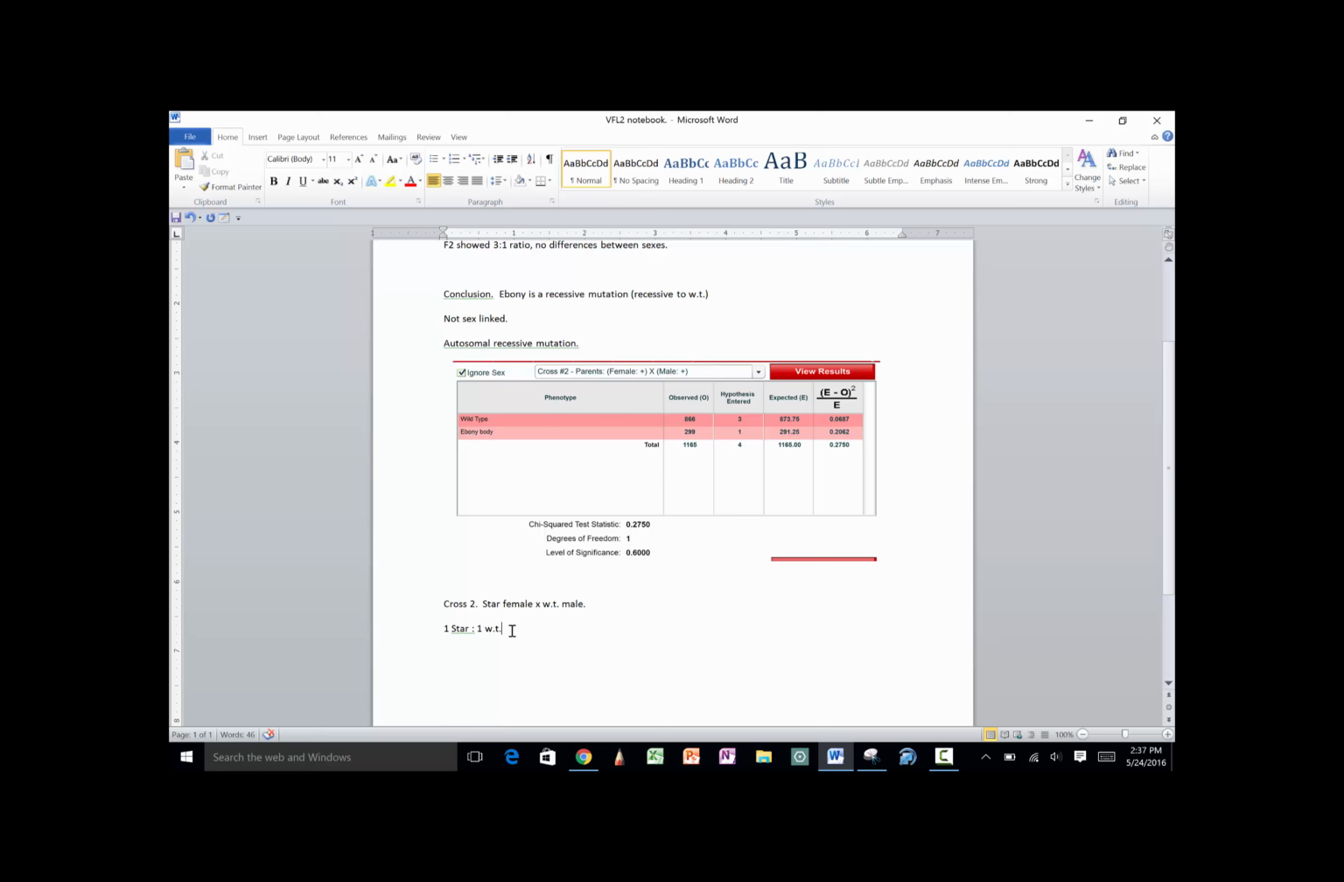So it's a good idea to have a general idea of the various kinds of ratios that show up. We've heard of a 1 to 2 to 1. We've heard of a 3-to-1. We've heard of 1-to-1. We've heard of a 2/3 to 1/3. And this looks like a 1-to-1. And 1-to-1 is characteristic of a test cross. And so a test cross of a heterozygote.